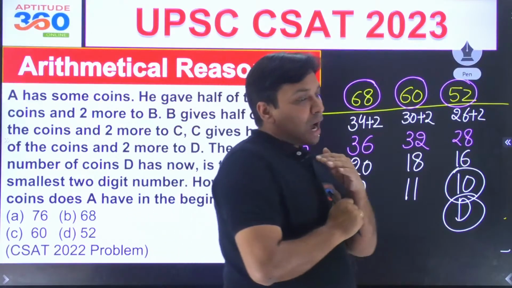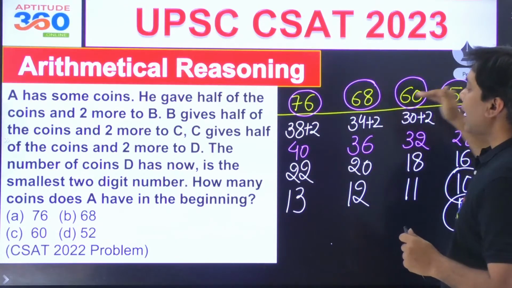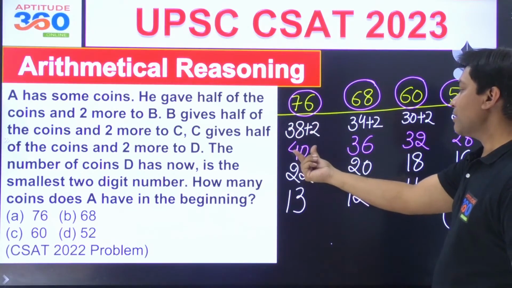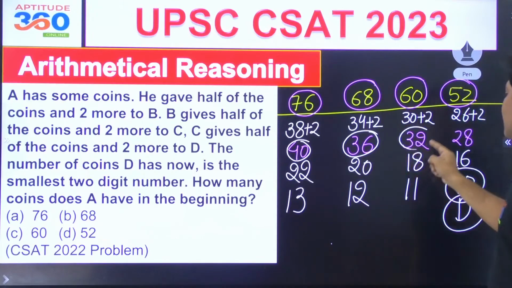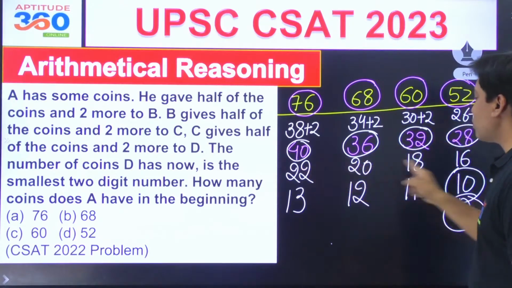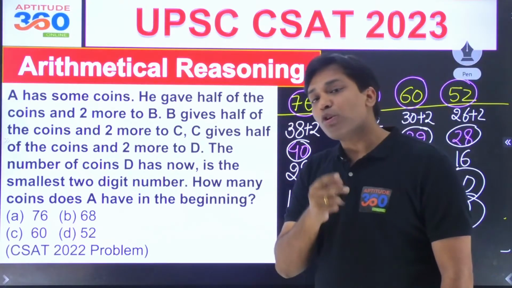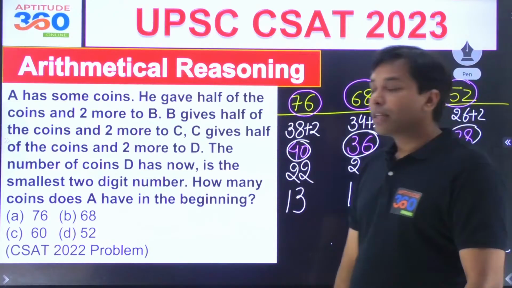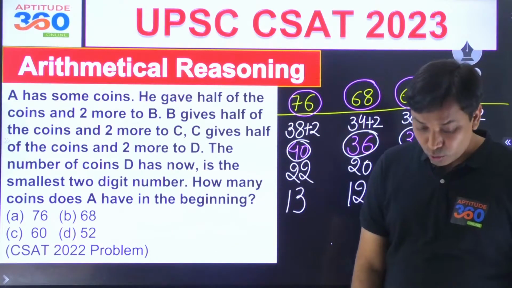So what did I do? I did not solve the problem. I have got 4 options and I started distributing this. B will be having these many coins, and then C will be having these many coins, and D will be having these many coins. D has the smallest 2-digit number. What is the smallest 2-digit number out here? It is 10. And what is the answer? The answer is this. Are we clear with this? Do let me know.